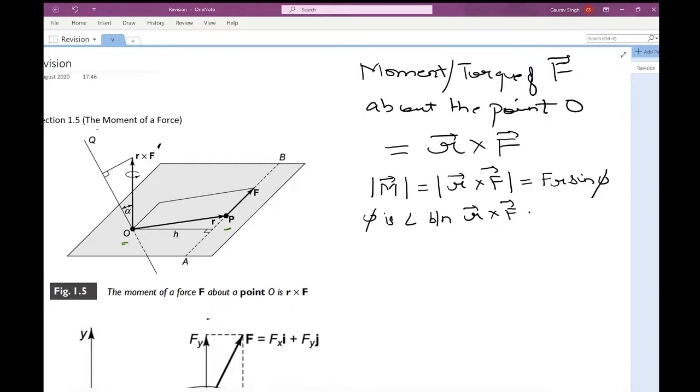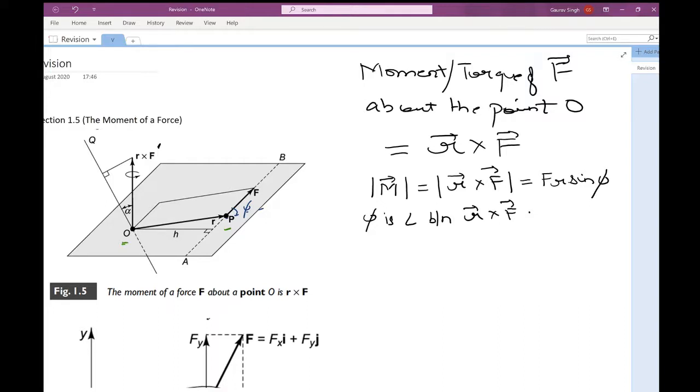Let me switch to blue. I think that will work everywhere. So phi is this angle over here, and you can find out the magnitude of the vector in this particular form.